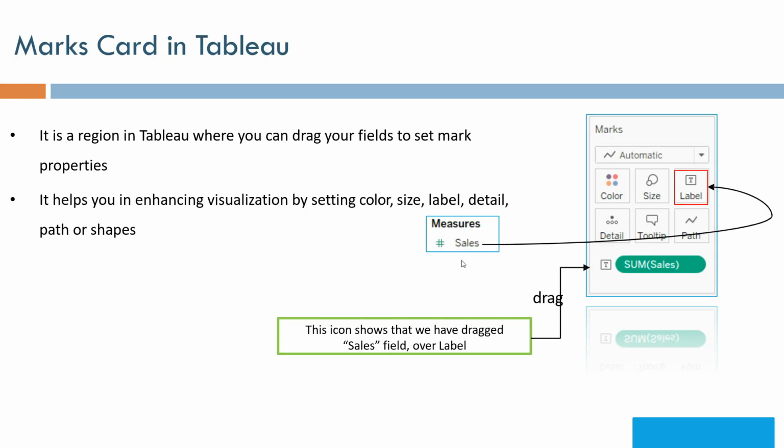Now we are going to see the marks card in Tableau. The marks card holds various things like color, size, label, detail, tooltip, path. We have many things that we can drag and drop, the fields that control the data that appears in the visualization.